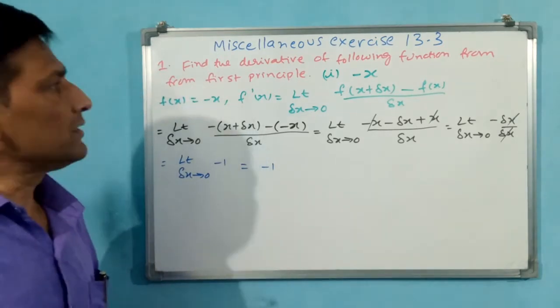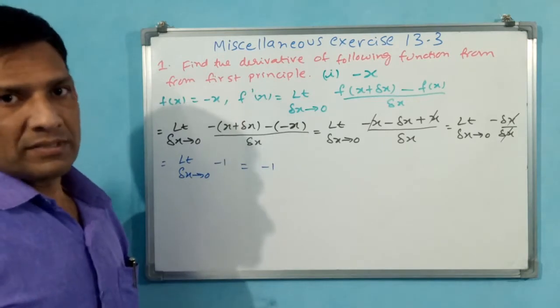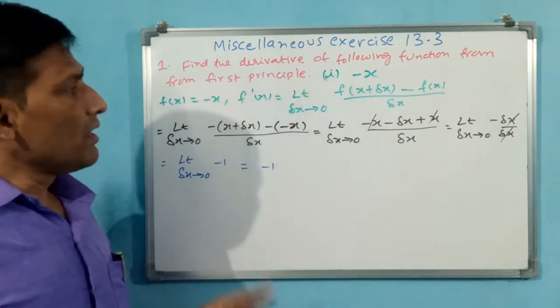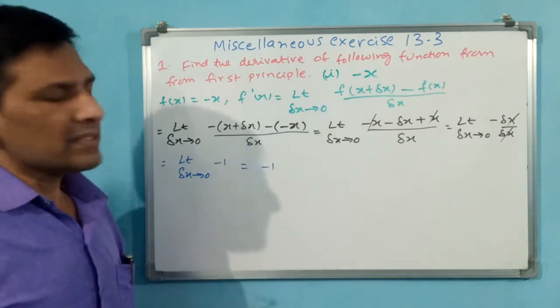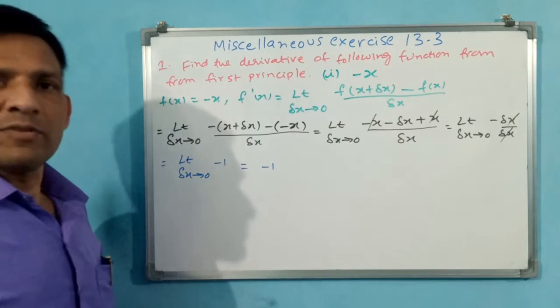Okay, like that you have to do. You see, this is the first principle process. The first principle process will take some time, steps also. Or else directly we can say that the derivative of minus x is minus 1, that's all. Okay, let us go for the second part.